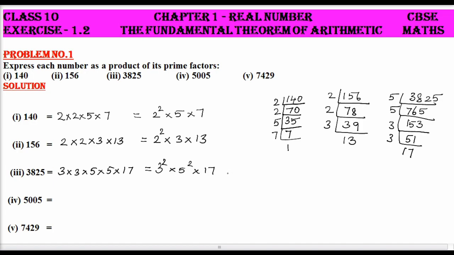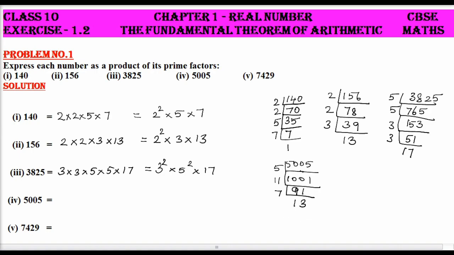Okay. Now, the next number is 5005. Let me divide 5005. We see that it's divisible by 5, so that I get 1001. Now I see that this is divisible by 11. So I get the value 91. Okay, now again this is divisible by 7. So I get the quotient 13.